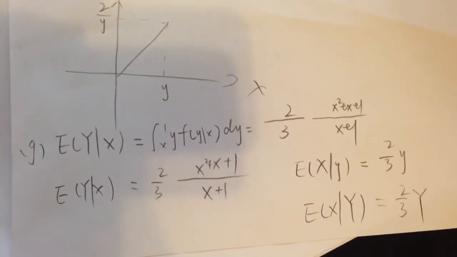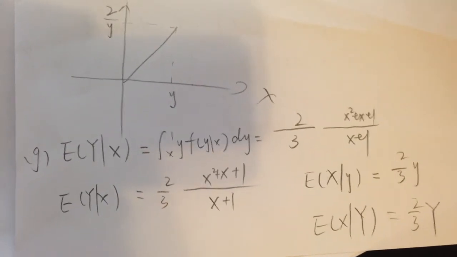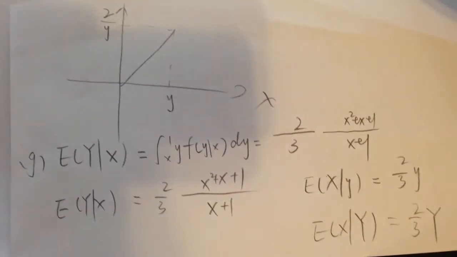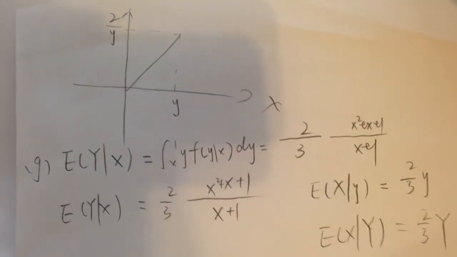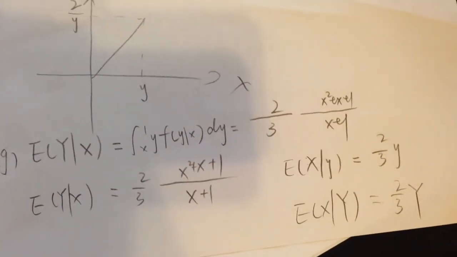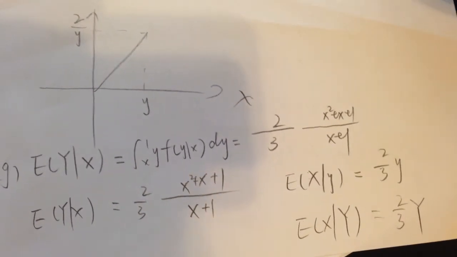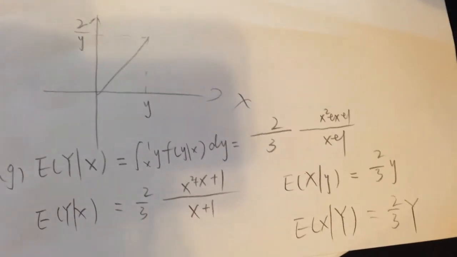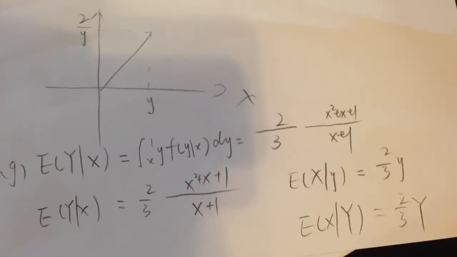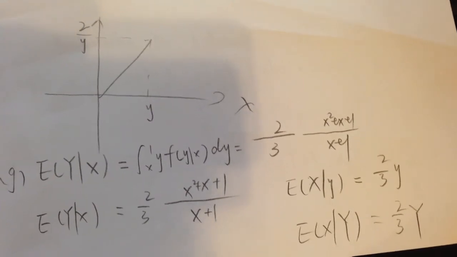And similarly, we get the expectation of Y given big X is 2/3 times (big X squared plus big X plus 1) over (big X plus 1). And similarly, we can easily get the expectation of X given Y, and it's 2y over 3. And the expectation of X given big Y is 2/3 times big Y.